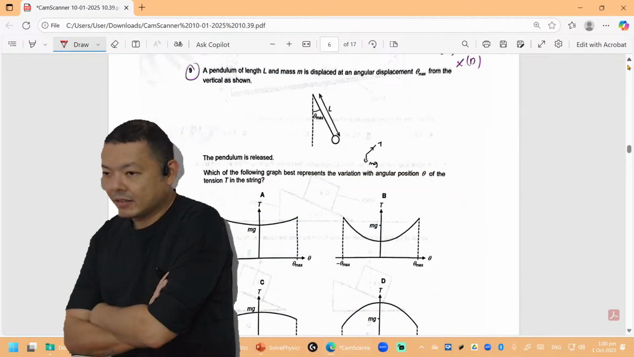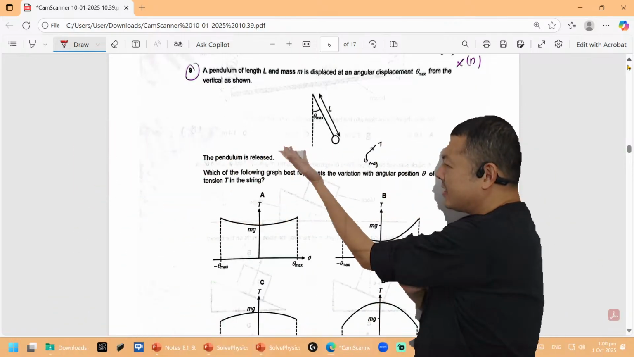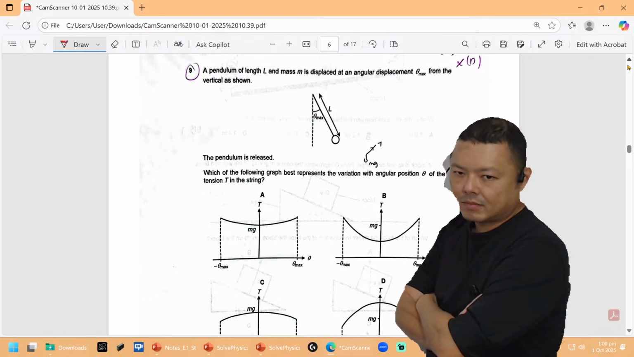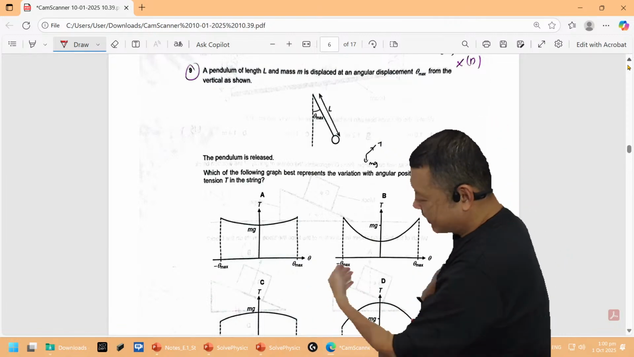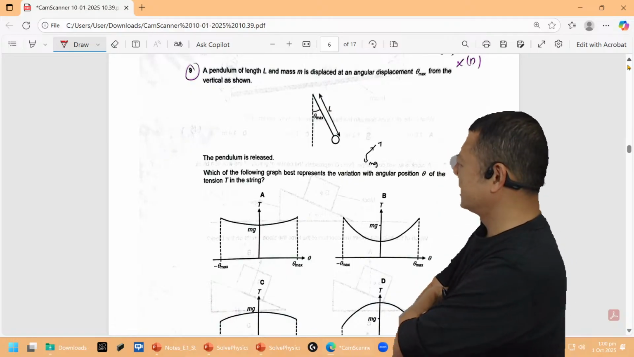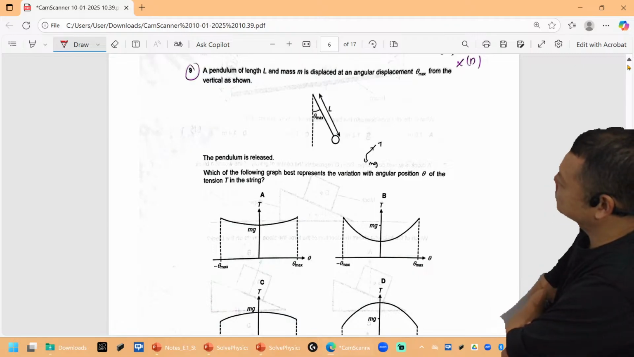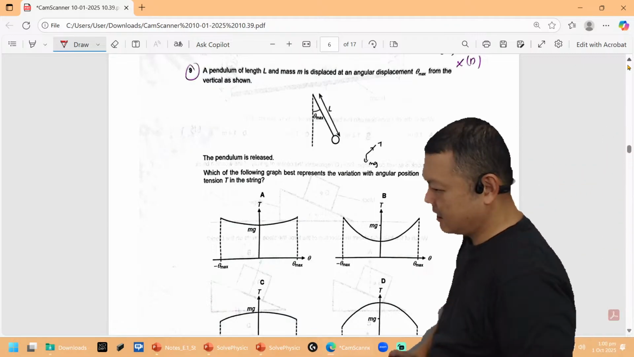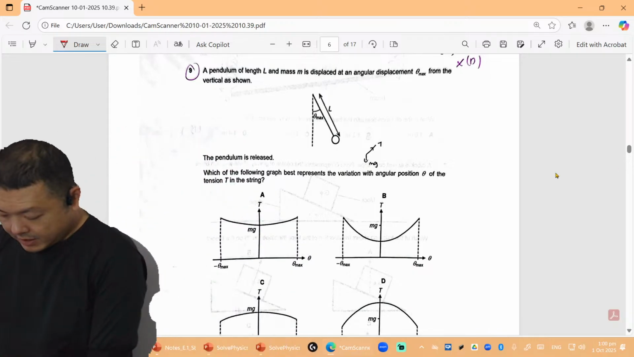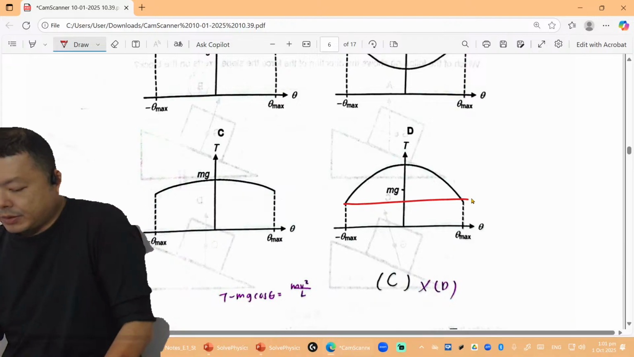Yeah, it is. It's very much like circular motion. But then in SHM, we learned that T can be equal to mg, because it passes through equilibrium. So it's very hard to tell which one is the correct answer, to be honest. Let's see. How about option D? Some of the parts actually do go below mg also.